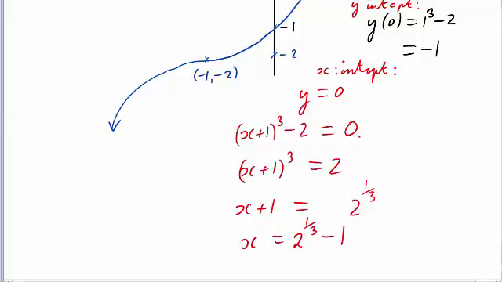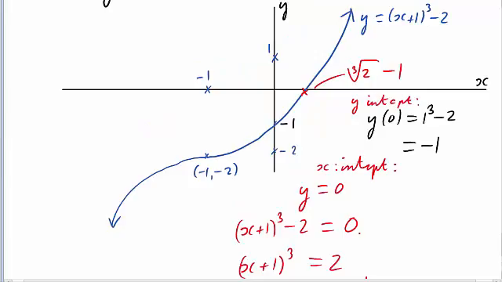I don't know the exact value, and I don't have a calculator at hand, but I do know that 2 to the 1/3 is a little bit more than 1, so that this value will be just a little bit more than 0, but less than 1. You can get the approximate value from a calculator if you wish. I consider that I've now finished drawing this graph, so I'm going to stop.